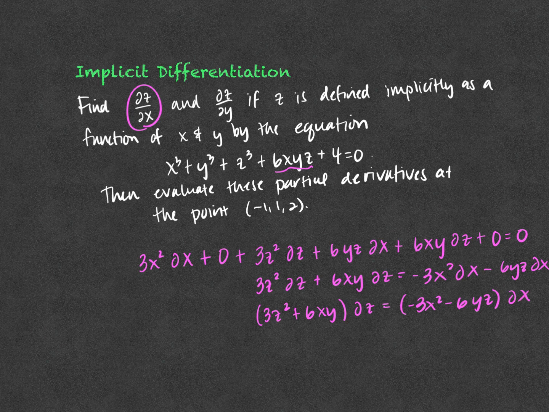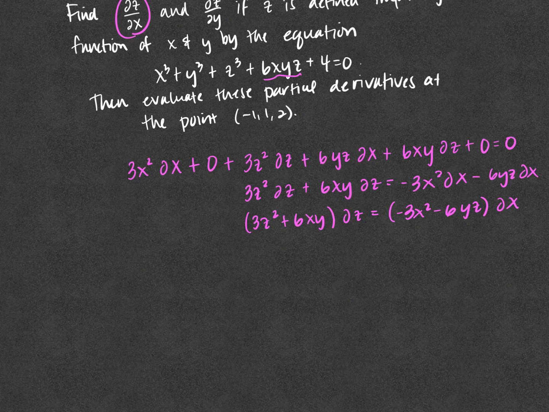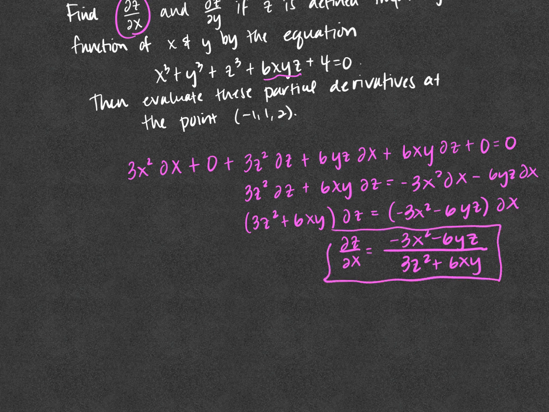Now we're going to divide by the parentheses on the z side, and I'm going to divide both sides by dx, or it's the best way to think of it, divide both sides by dx. So we're going to say the partial with respect to z over the partial with respect to x. So what we're really taking is the partial derivative of z with respect to x. And we have negative 3x squared minus 6yz over 3z squared plus 6xy. So that's our implicit differentiation for our partial of z with respect to x.